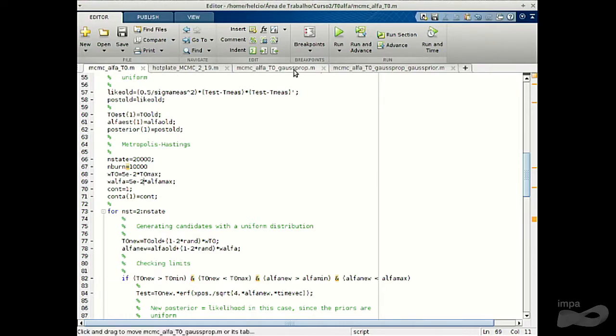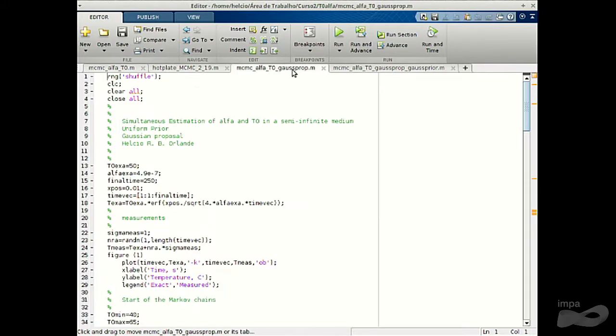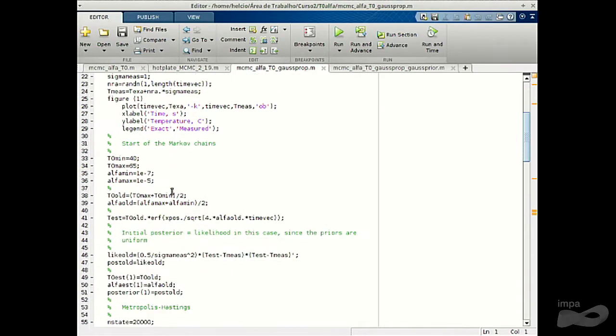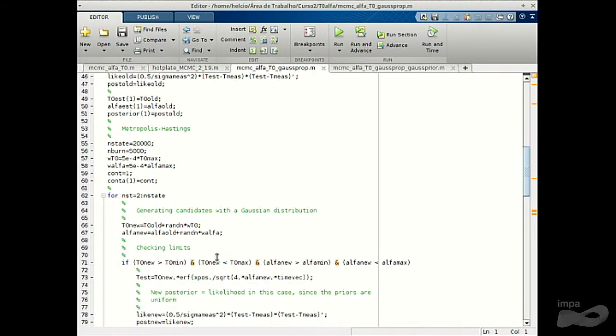So let's look now when we have a Gaussian proposal, okay? This is exactly the same code as before, except that I'm generating candidates with a Gaussian proposal. So run the n here, and WT0 and W alpha, I have used the same values as before, only for the sake of checking how this works, okay?